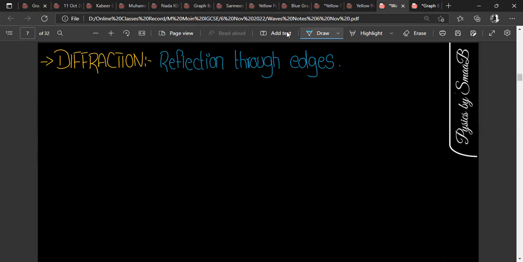Yes. So this is the difference: when waves are going to reflect from the edge of the obstacle, not the face of the obstacle, the phenomenon is going to be different, right? Yes.